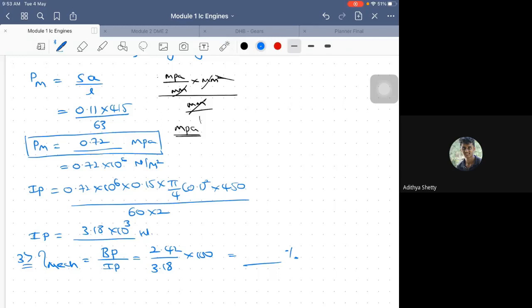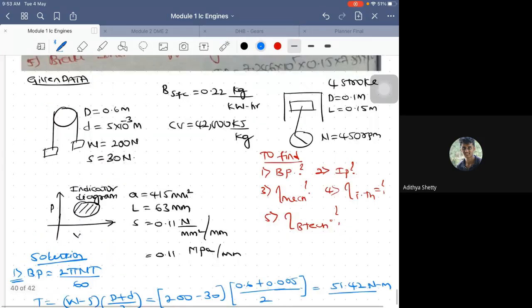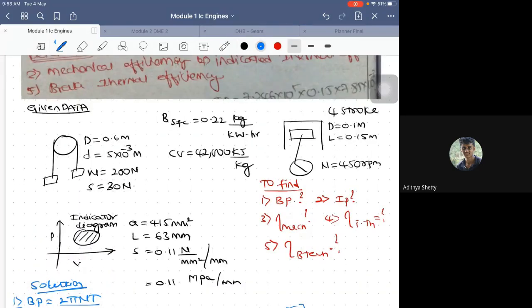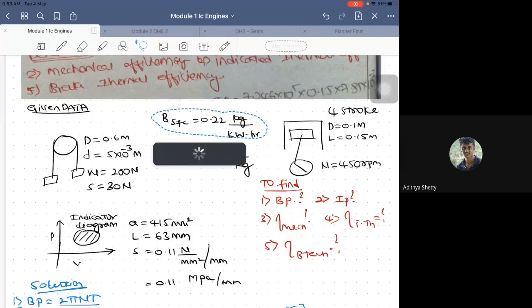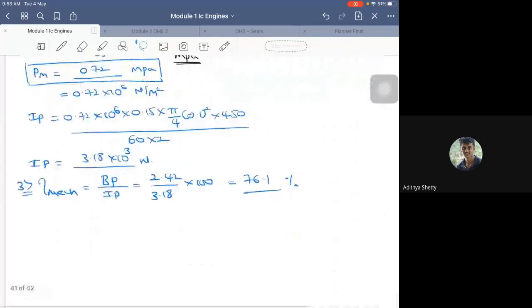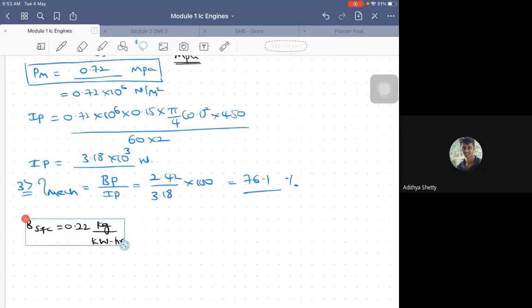76.1. So it is 76.1. Next, the parameter which was given was brake specific fuel consumption. Pick this particular parameter. Okay, I will just pick this. Copy. From this, you can extract some more things.